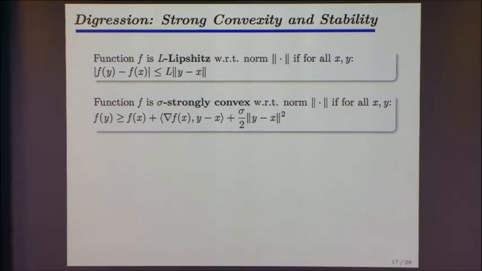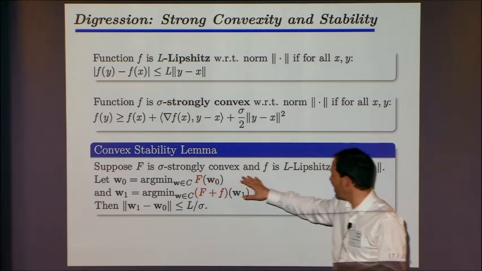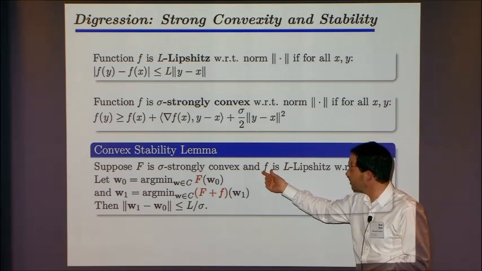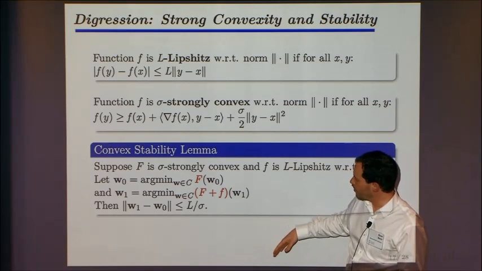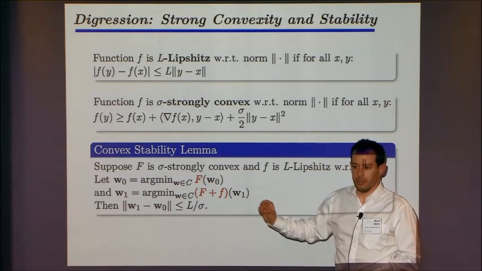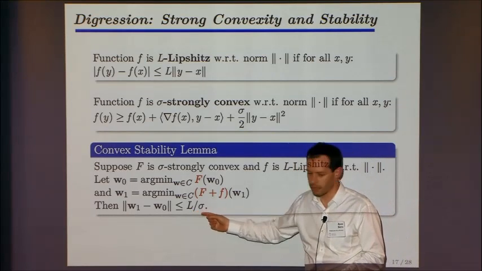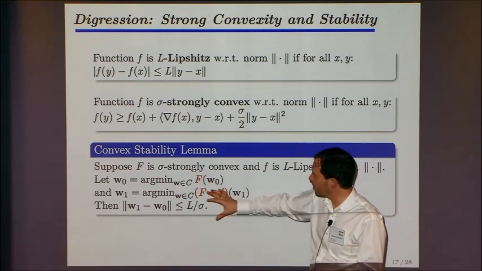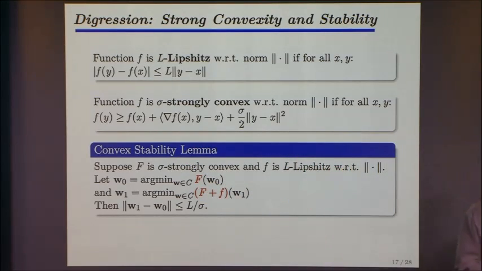And a basic lemma is that if I've got some function big F that's sigma strongly convex, and some little function little f that's L Lipschitz, and I look at the two minimizers, one for big F and one for big F plus little f, then those two minimizers are going to be close. They're off by at most L over sigma. This lemma comes up all the time. I made up the name convex stability lemma. I don't think it normally gets a name.